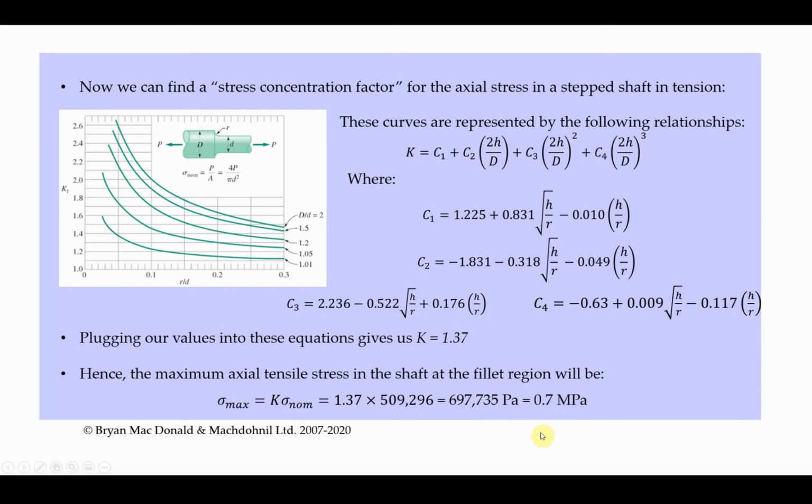This is the value we're going to validate our finite element analysis results against. So when we do our FEA correctly, we should find that we're getting a maximum axial stress in the shaft around the fillet of about 0.7 megapascals. So let's talk about the kind of analysis we're going to do then.